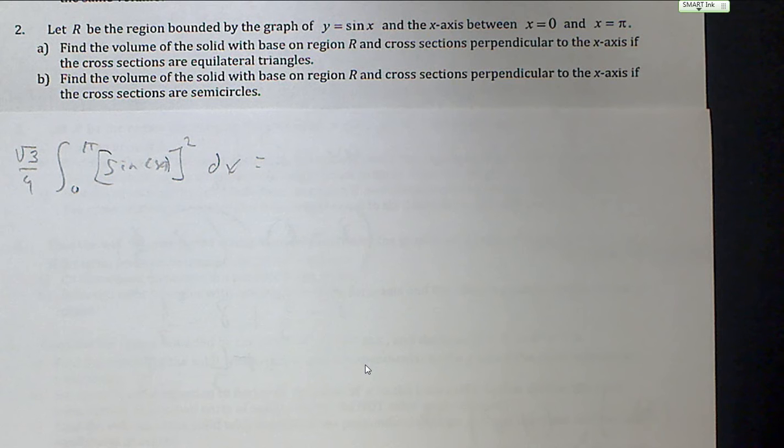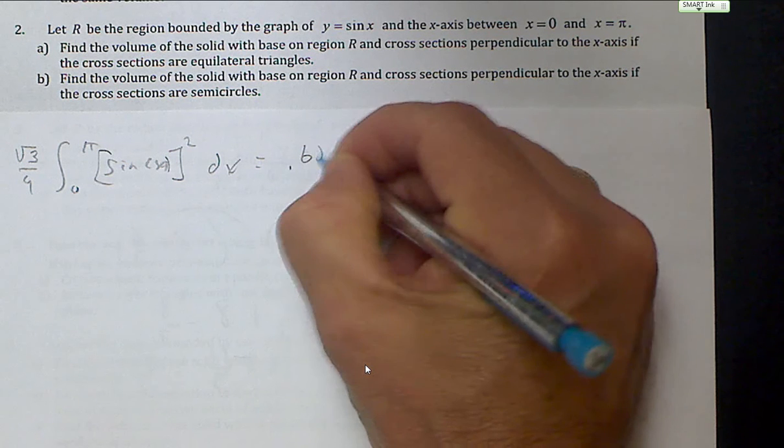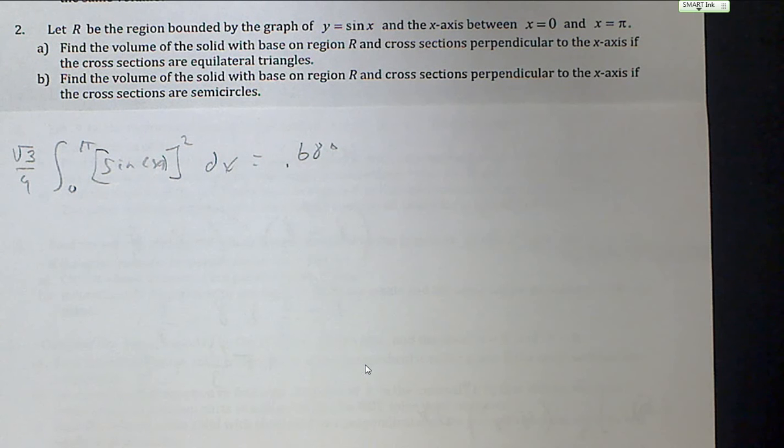What do you get, Hannah? 1.570. Did you multiply by square root of 3 over 4? What? Equilateral triangle? Oh, my bad. The mighty Hannah has fallen. We have 0.680. I got .332. Yeah, that's not right. I got it wrong. I got 0.680. I got 0.680.